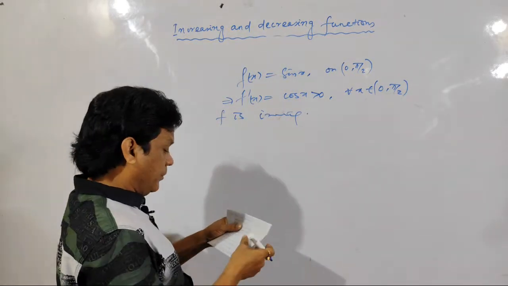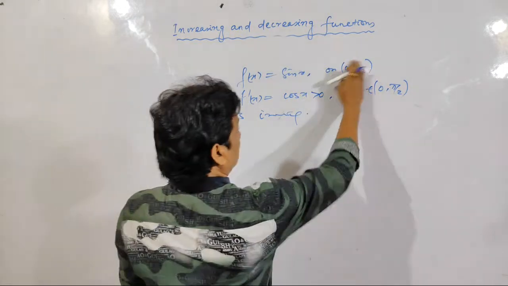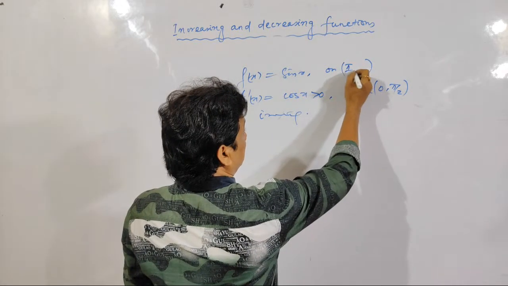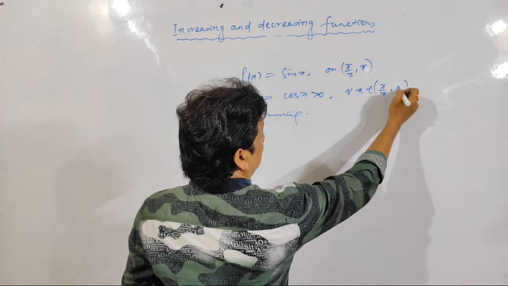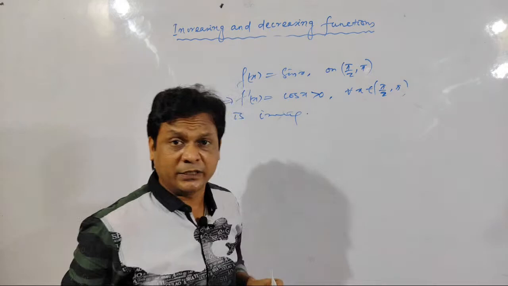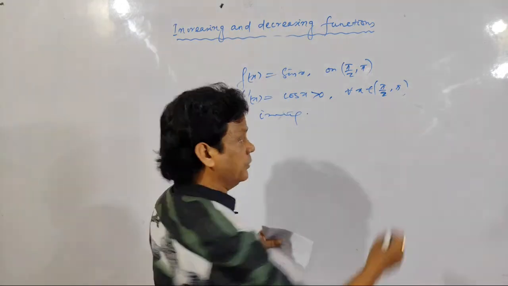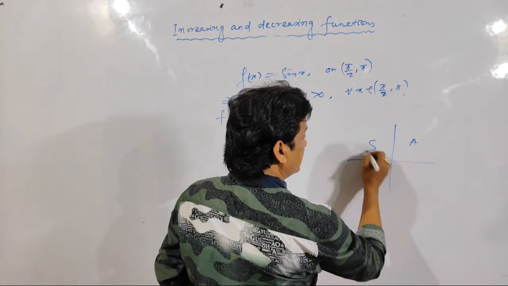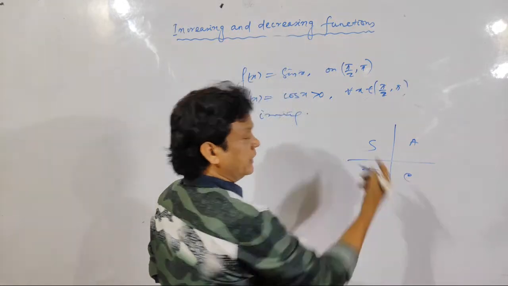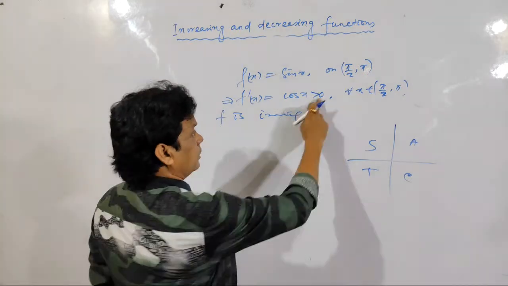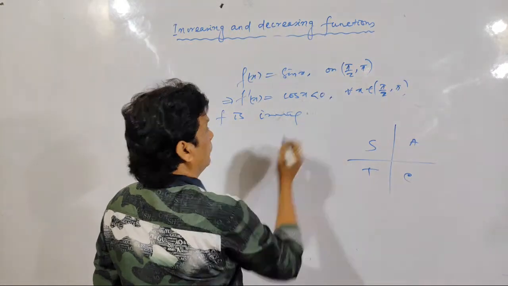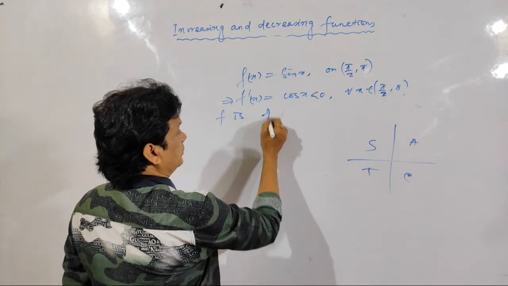Now same question, but the interval is changed. Pi by 2 to pi. Pi by 2 to pi means it is in the second quadrant, and in the second quadrant cos is negative. Already it is known to you, ASTC rule. In the second quadrant, sine and cosec are positive, and it is cos, so cos is negative. So in this case you should write it is negative, and negative means f is decreasing.